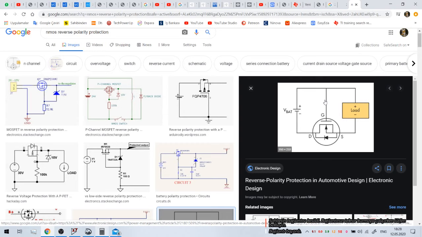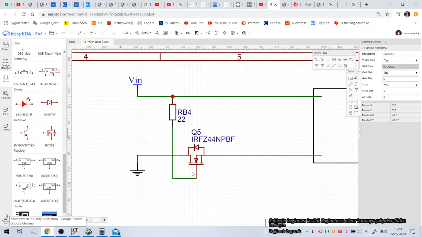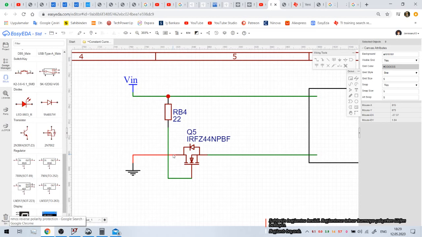And you can see the gate to source voltage does not seem correct. The gate to source voltage will decrease. Gate-source voltage is not higher than the threshold voltage of 2 or 3 volts, so it will not open. But in such a situation, we need to use a Zener diode, because if we use it like this, we have some problems.